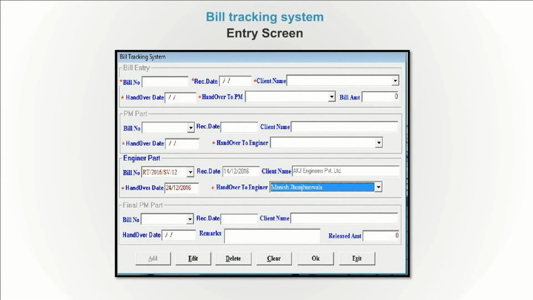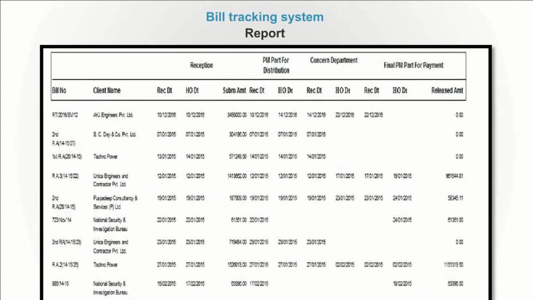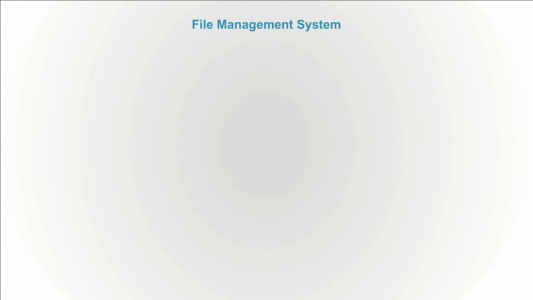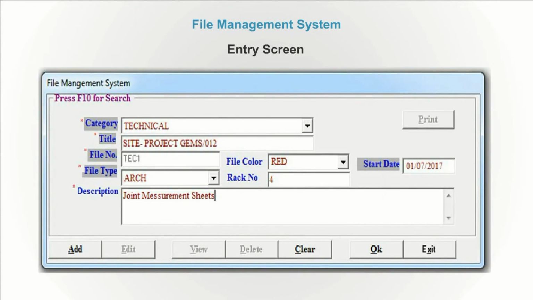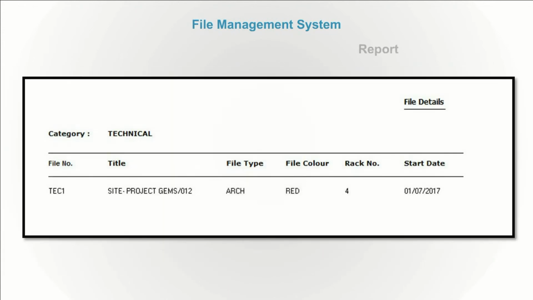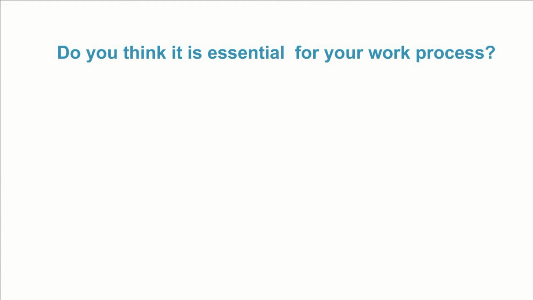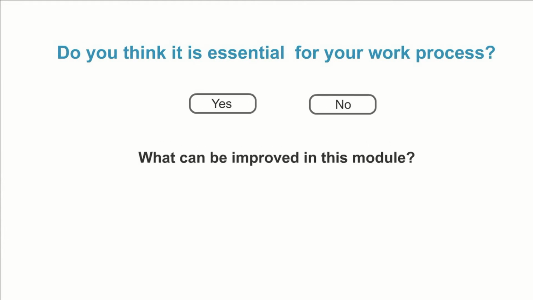This is the entry screen of bill tracking. And this is the report. This is the entry screen of file management. And this is the report. Do you think it is essential for your work process? What can be improved in this module?